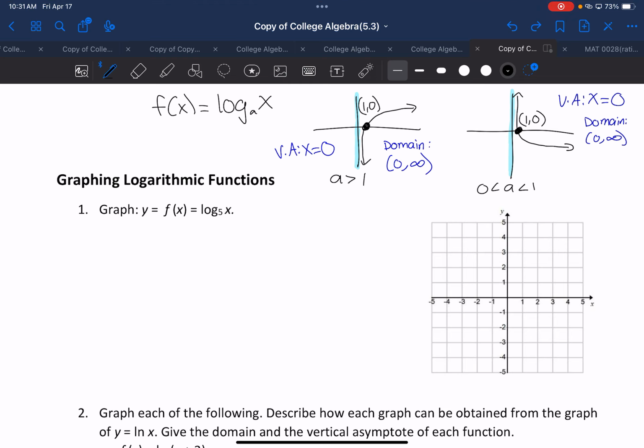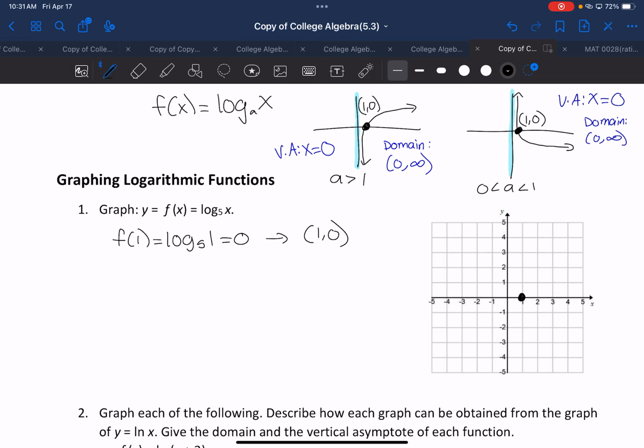So I know that this base graph will definitely go through the point 1, 0. And that's because if I plugged 1 in here, then it would be log base 5 of 1. We learned that this is always equal to 0. If 1 is in the log function, it's equal to 0. So that gave me the point 1, 0. That's why these will always cross through that point.